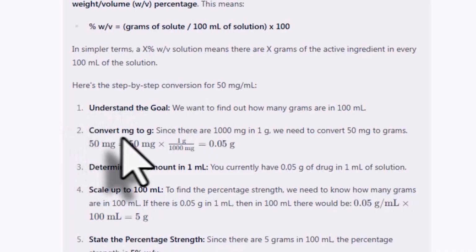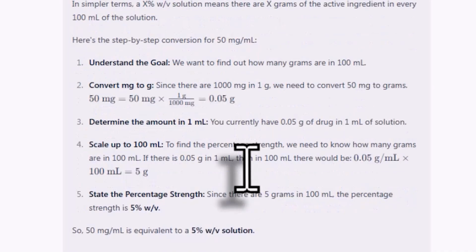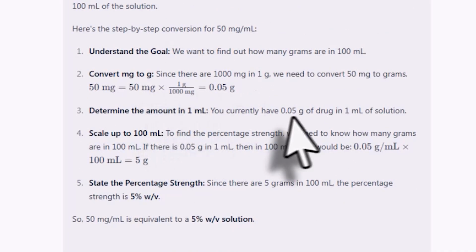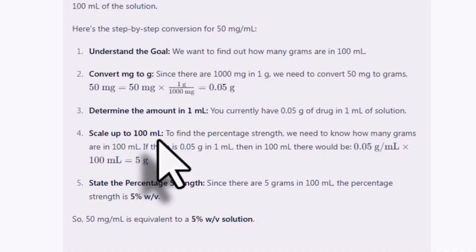But you want to convert the 50 milligrams to grams, and then you're going to use your conversion factors. So 1,000 milligrams is 1 gram, and that's what it's doing in step number 2. Then it tells you that 50 milligrams, or in this case 0.05 grams, is in 1 mL of the solution. And then you scale it up to 100 by multiplying by the volume, because that's what gives you the percentage strength. Remember, it's the amount of grams in 100 milliliters.